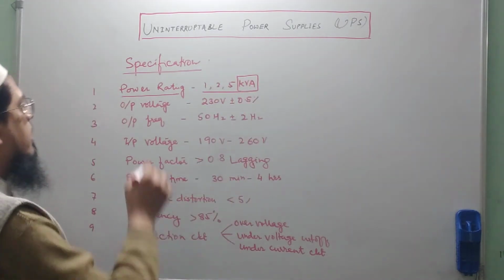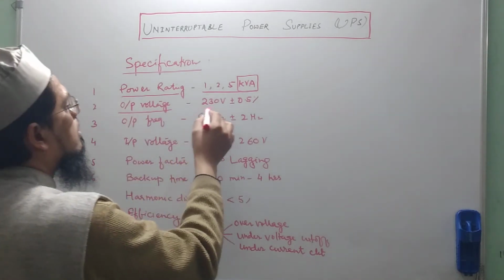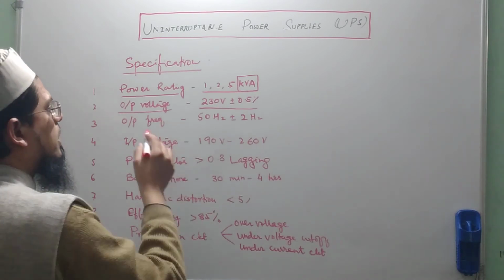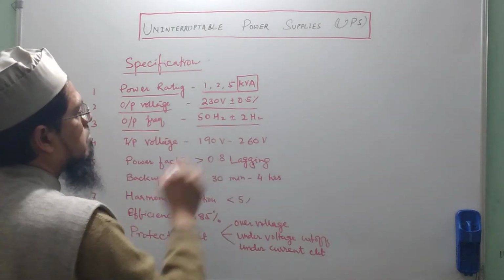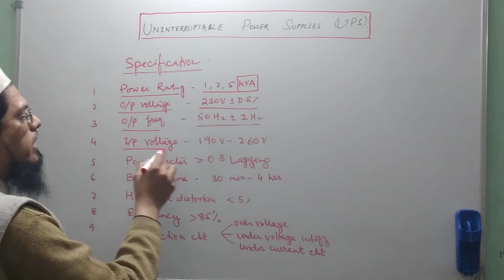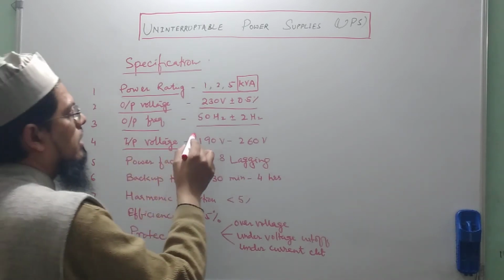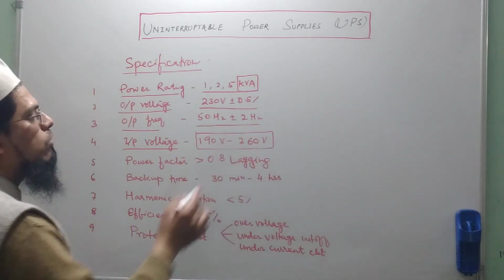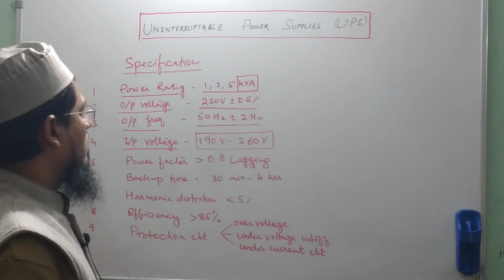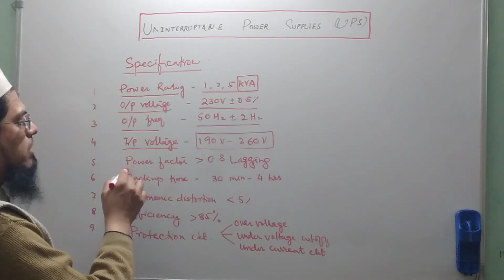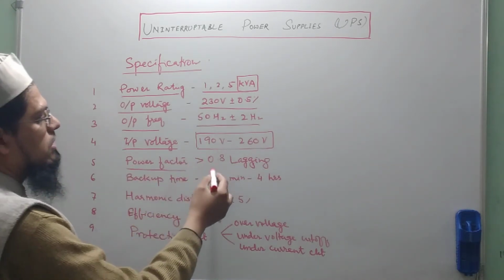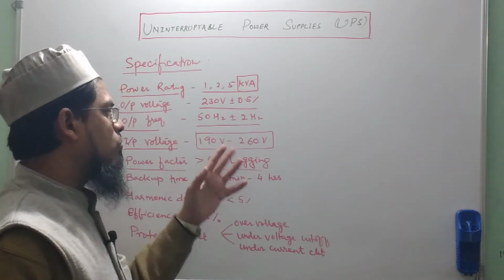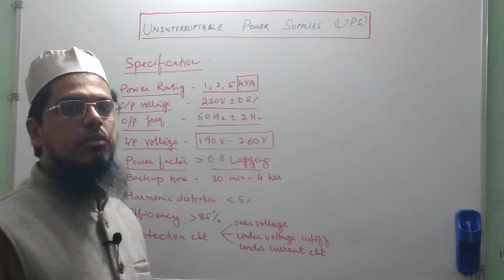Then the output voltage normally is 230 volt with a tolerance of 0.5%. Then output frequency is 50 hertz plus or minus 2 hertz, and input voltage for normal operation of the UPS should vary between 190 volt and 260 volt. Similarly the power factor is designed for 0.8 lagging. It is better to operate the UPS at a better power factor.